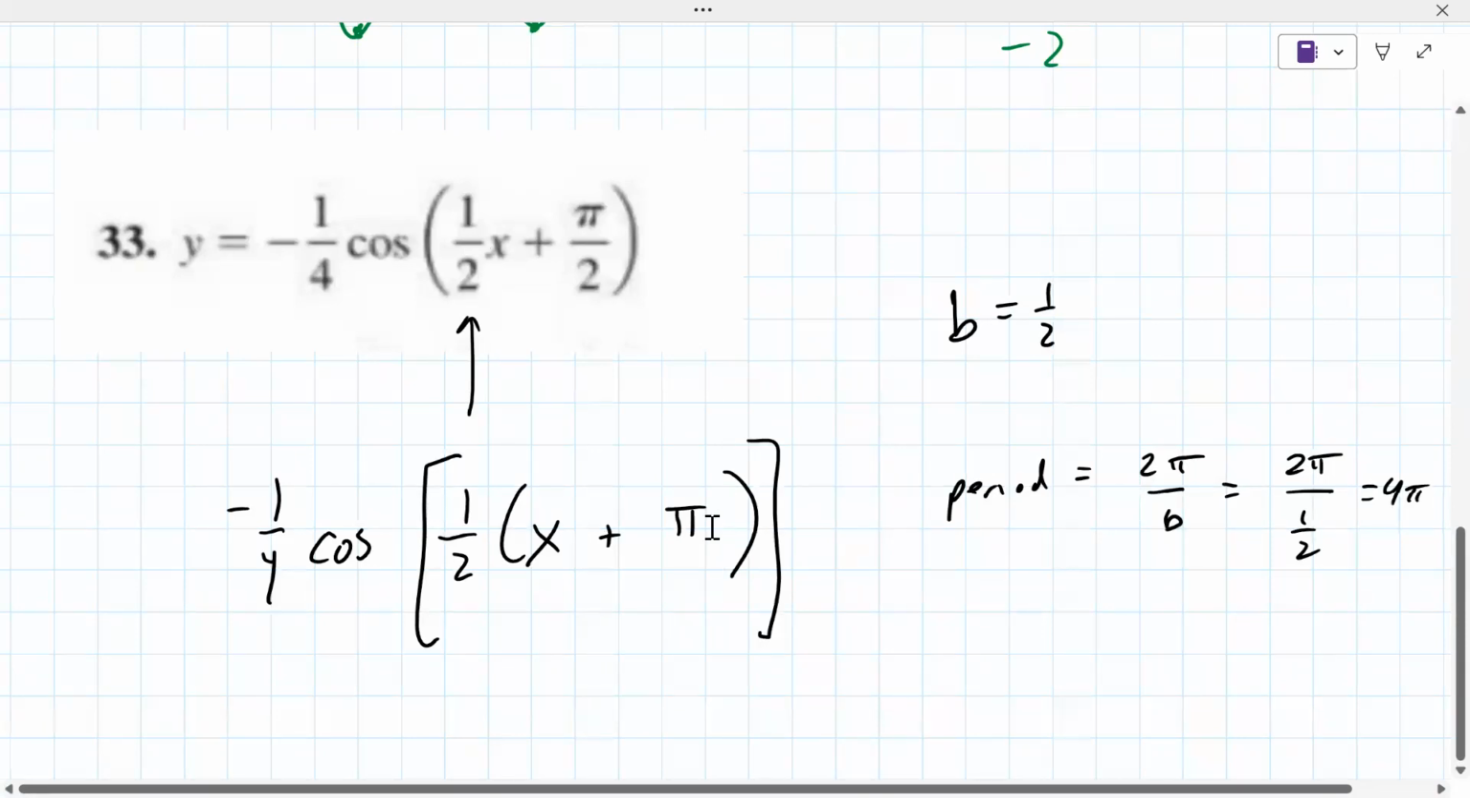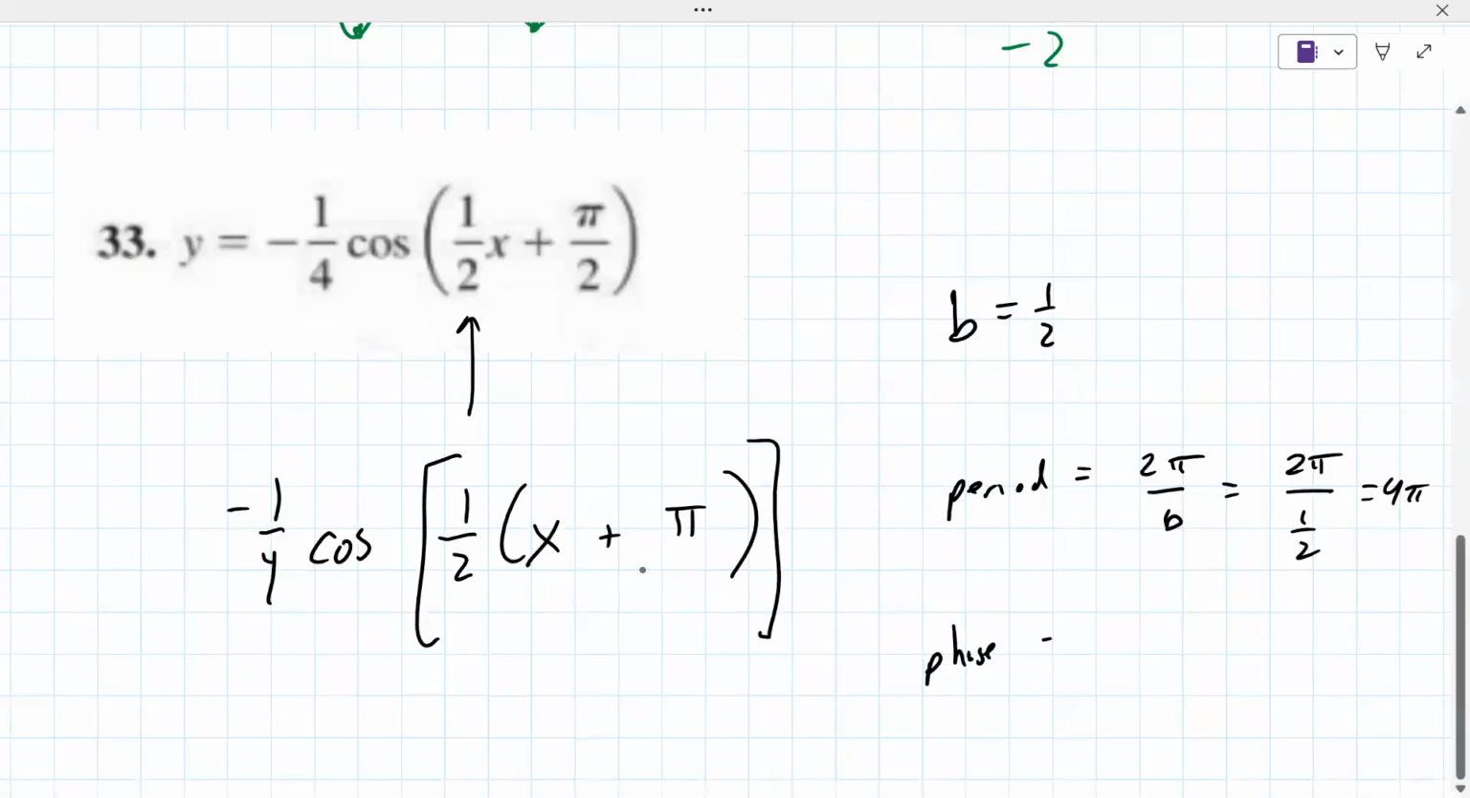But the C, which is the phase shift, is not the pi over 2. Sometimes books show you it's C over B. That's not the right way to do it. It's better to factor it out. And then this thing on the right here is the phase shift. So the phase shift, which is the horizontal shift, is pi, and then you have to specify whether it's right or left. In this case, it's pi left.